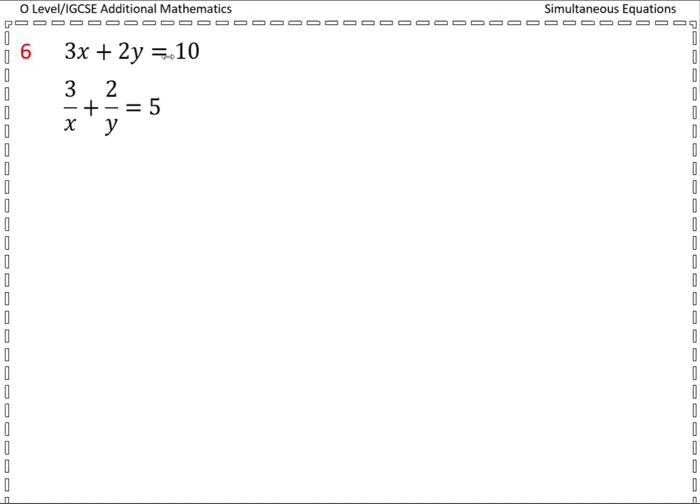We have here 3x plus 2y is equal to 10. Equation 1, which is linear, as we have one term in x, another term in y, and the third term is a constant term. Here we have x and y in the denominator. So this equation is not linear.